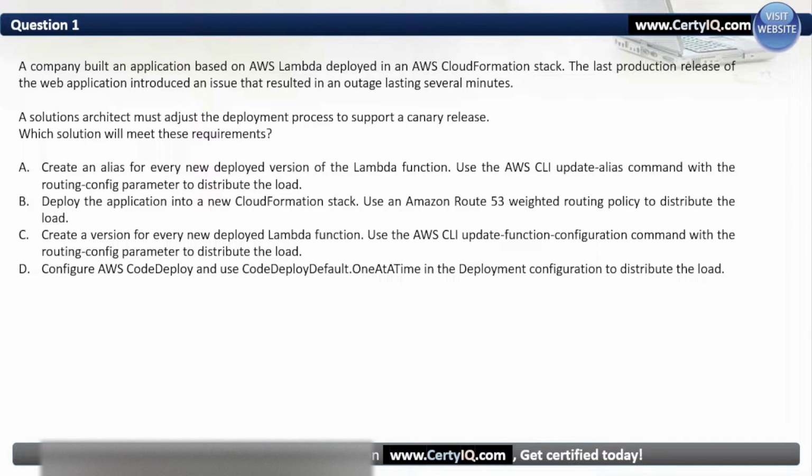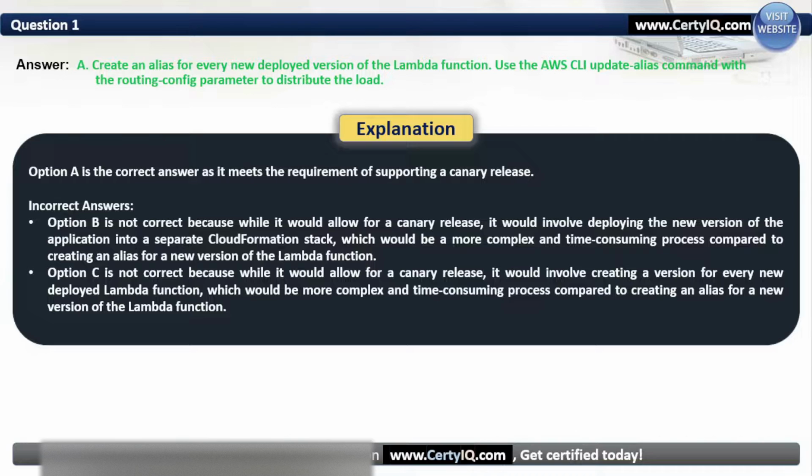The correct option is A. Create an alias for every new deployed version of the Lambda function. Use the AWS CLI update-alias command with the routing-config parameter to distribute the load. Option A is the correct answer as it meets the requirement of supporting a canary release.